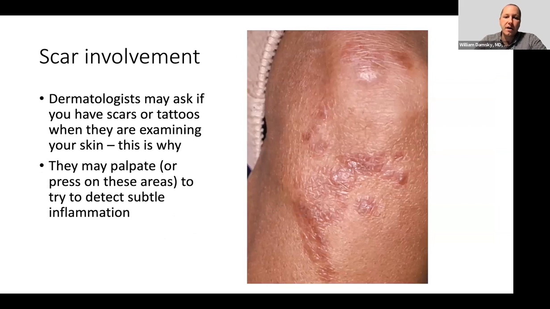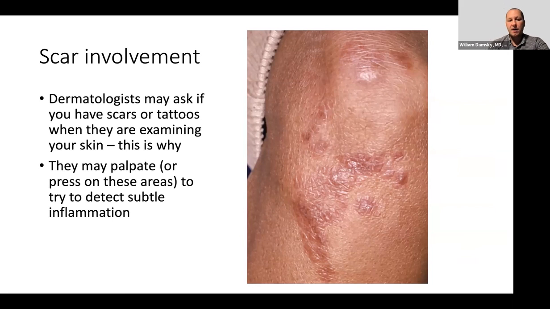Sarcoidosis also likes scars, so it likes to come out in areas of scars. And so this patient on the knee has these sarcoidosis lesions, but they're also involving this linear scar here. And so when dermatologists are evaluating patients for sarcoidosis, they may ask you, do you have any tattoos?